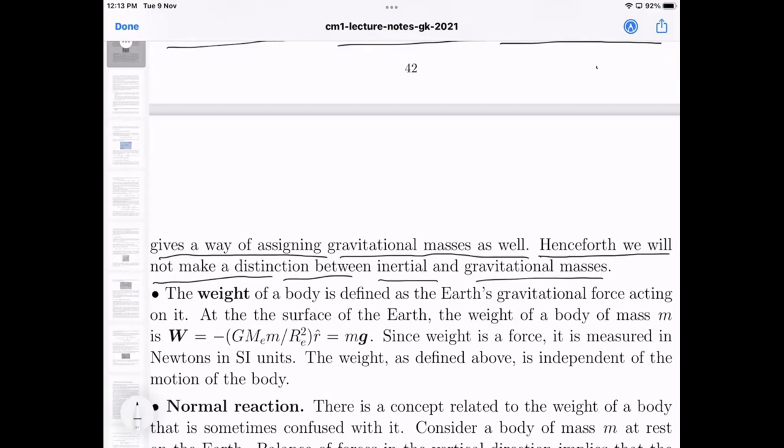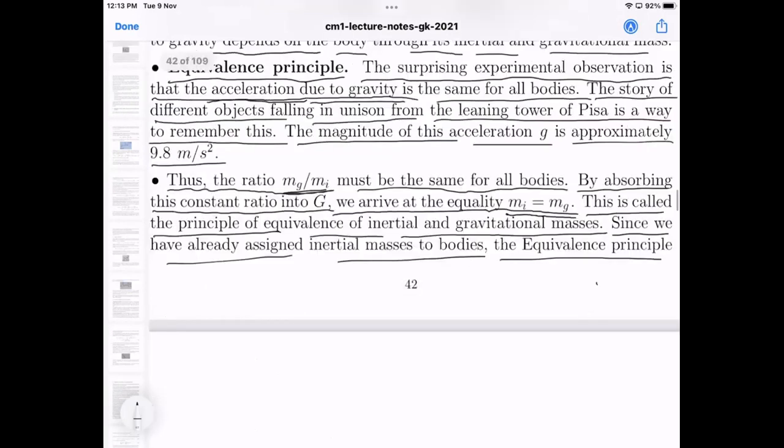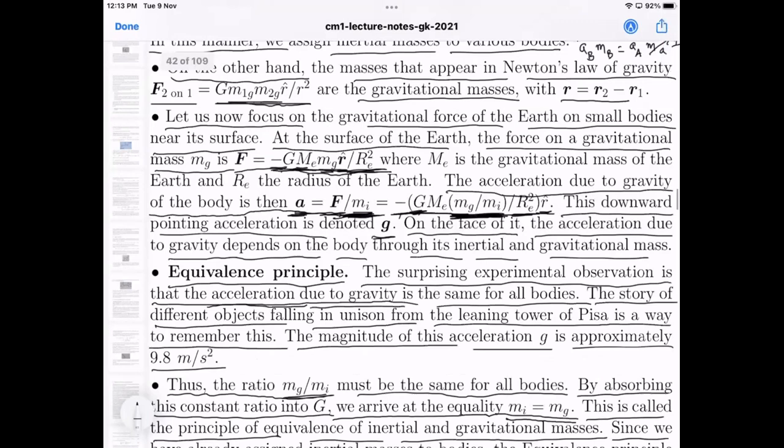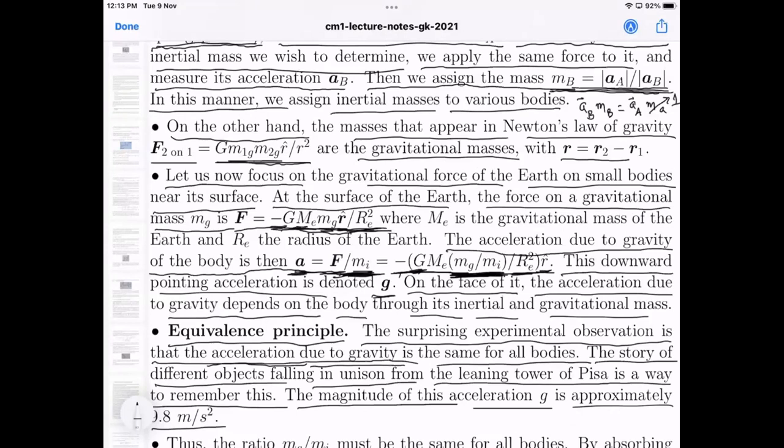Excuse me, sir. Yes, Shubham Kumar, yes. Yes, sir, I had a doubt. If we go above that equivalence principle which you wrote, the mass which is in the formula for the universal law of gravitation, that is a different property than the mass which is used for Newton's second law. They are two different properties which we just found out to be the same. Is that correct? Yeah.